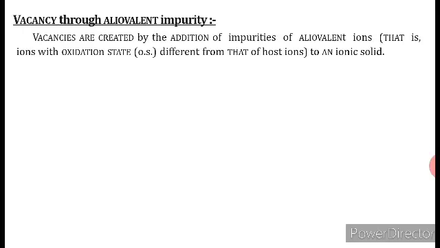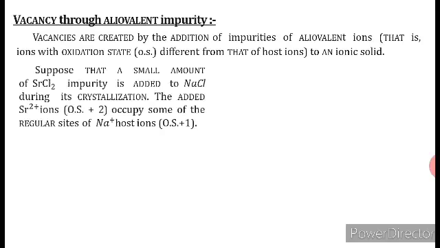So due to the allovalent ion impurity, a vacancy is generated as well as one cation gets substituted. That is why it is a type of substitutional impurity defect, and because of the presence of the allovalent cation, a vacancy is also generated. So it is a combination of substitutional defect as well as vacancy defect.